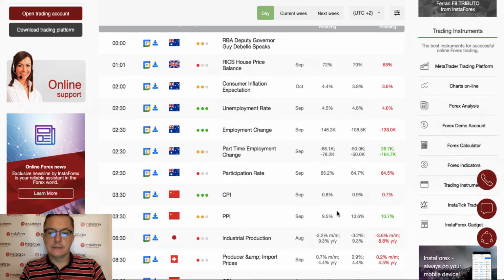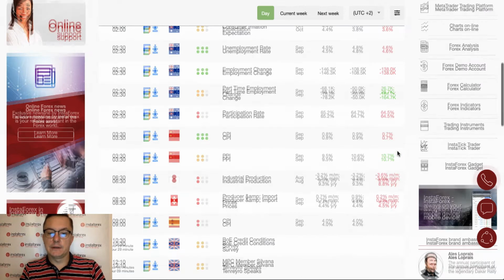Well, the first thing is that we got some important data from Australia. As you can see, we got unemployment rate that dropped to 4.6%. Actually, it was better than expected. But it increased a little bit from 4.5% to 4.6%, but the market participants expected this unemployment rate to rise towards 4.8, so kind of a mixed data. Employment change minus 158,000, part-time employment change 26,000, which is very good.